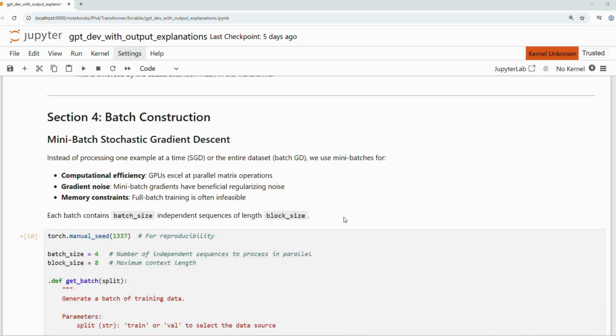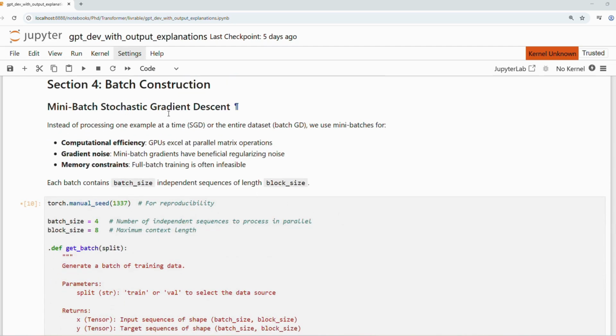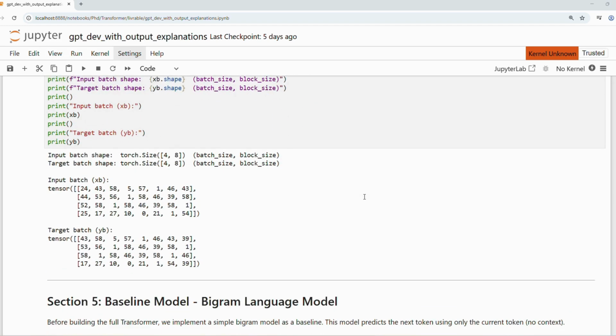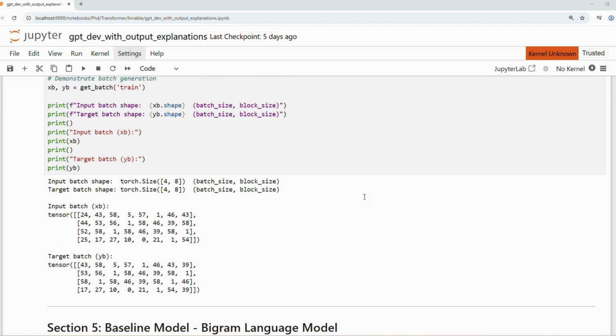We use mini-batch stochastic gradient descent. Our batch function randomly samples starting positions from the dataset and extracts chunks of length block size. Each batch contains multiple independent sequences processed in parallel. This gives us the best of both worlds, the noise reduction of averaging over multiple examples, combined with the computational efficiency of parallel processing on a GPU.